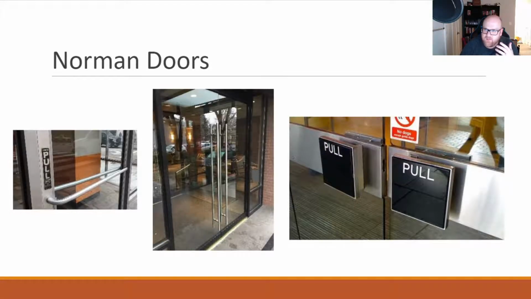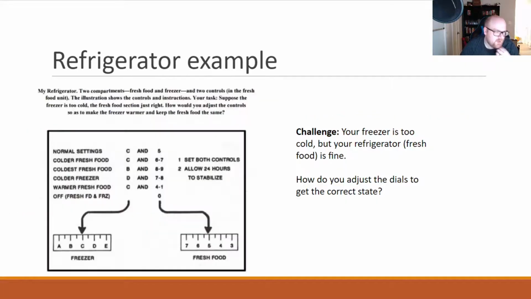So let's look at an example of a system that a user interacts with. And let's talk about why this system is bad. This is a refrigerator example. These are instructions on a refrigerator, and you can see things like normal settings, C and 5, warmer fresh food, C and 4 to 1, coldest fresh food, B and 8 to 9.